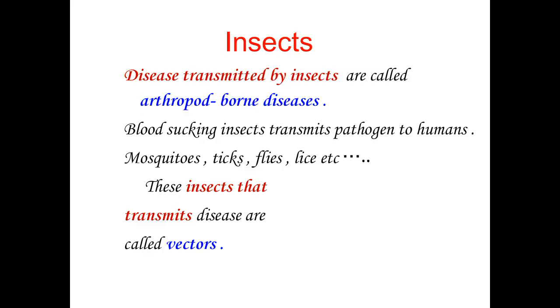Insects. Diseases transmitted by insects are called arthropod-borne diseases. Blood-sucking insects transmit pathogens to humans, like mosquitoes, ticks, flies, etc. These insects that transmit disease are called vectors. In our plus one plus two also we had studied the vector and carrier.